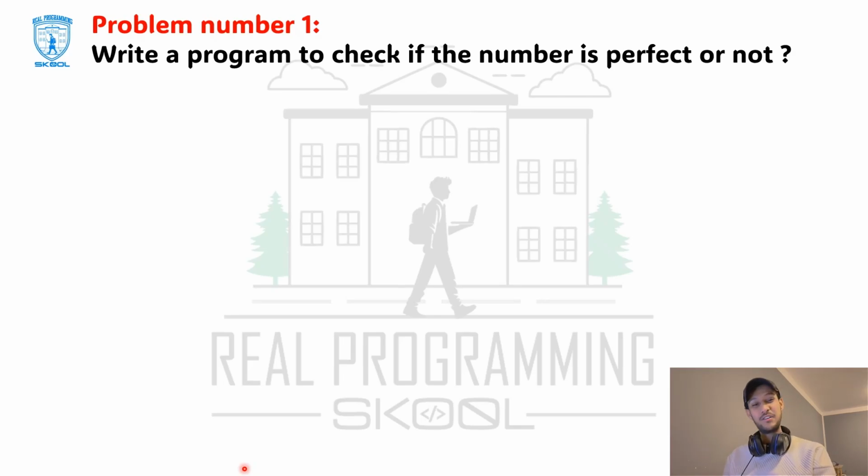We get back again in course number 4. This is problem number 1 from course number 4. So let's see what problem number 1 from course number 4 is. It's about writing a program to check if a number is perfect or not. We read a number from the user. Let's say the user inserts number 6, and we want to check whether this number is perfect or not.